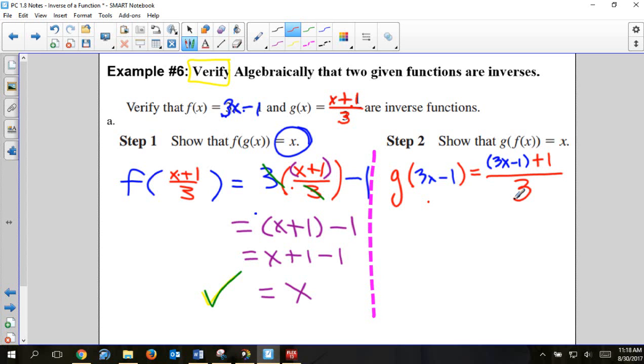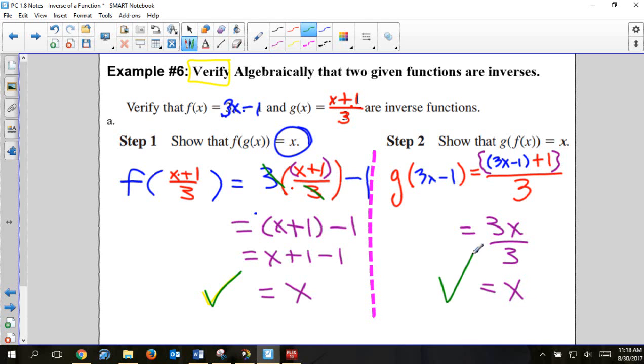You don't do anything to the left side. We're just going to work on the right side to simplify. So on top, there's understood parentheses right here. It says do this first. I'm going to do 3x minus 1 plus 1. What's 3x minus 1 plus 1? 3x over 3. So x. Yay, I just proved it. They are inverses. And I proved it.